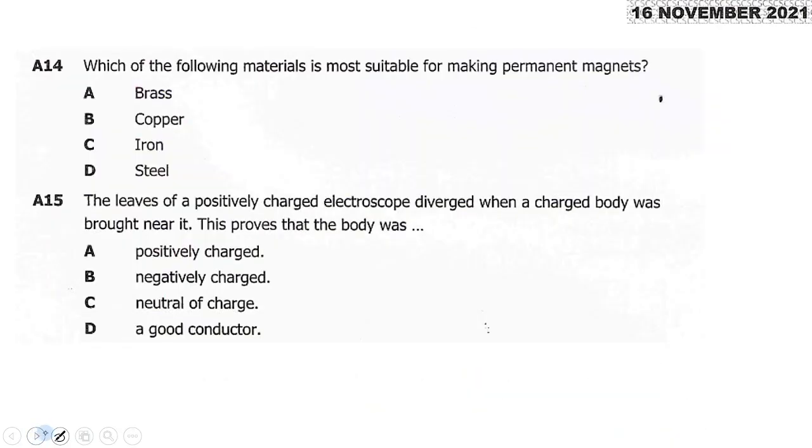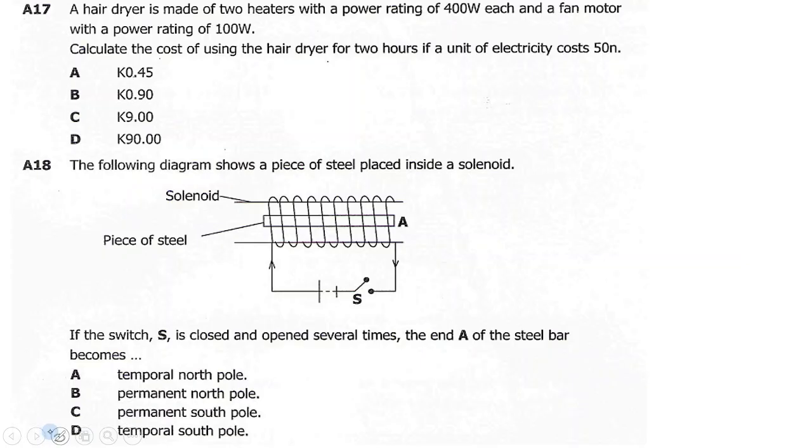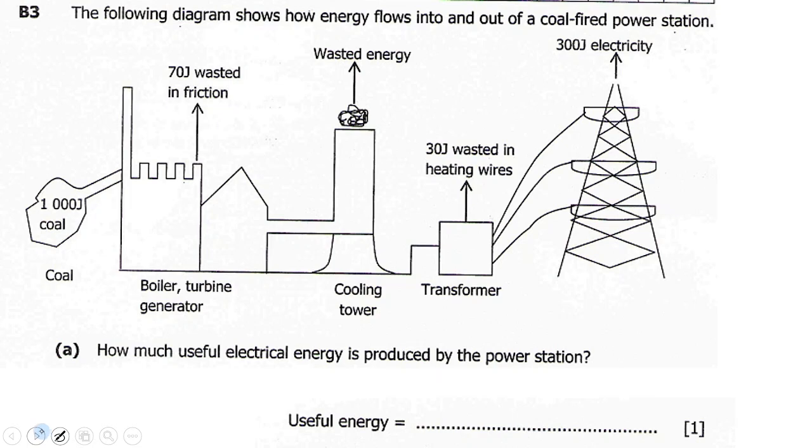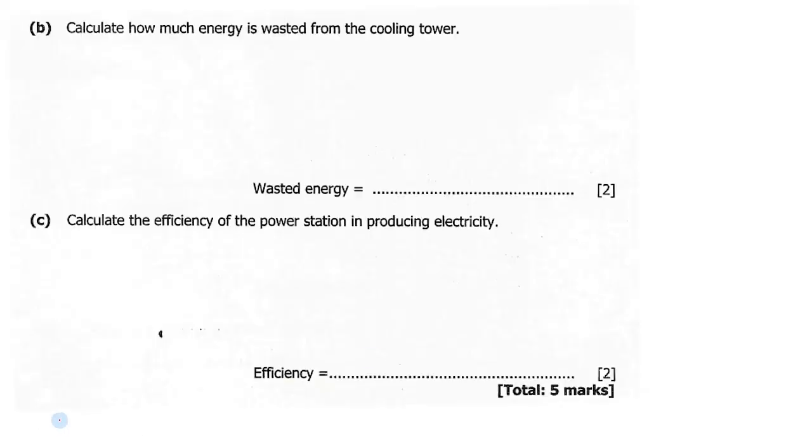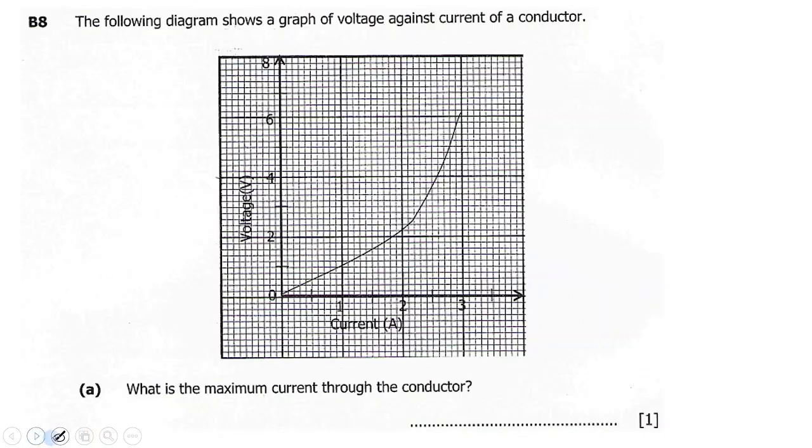Let me see the other ones. These are simple, guys. This one, it repeated itself. This one, 300 joules. This one, 600, I think. I calculated 600 joules. This one, 30%. I still remember. Then this one, what is the maximum current through the conductor?